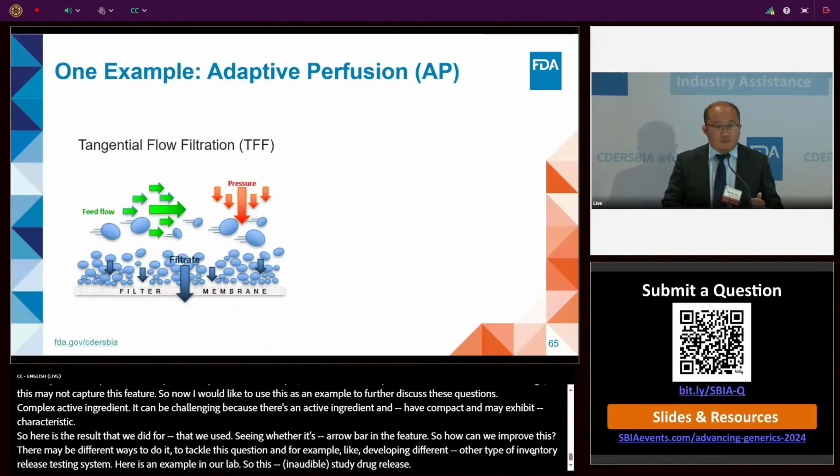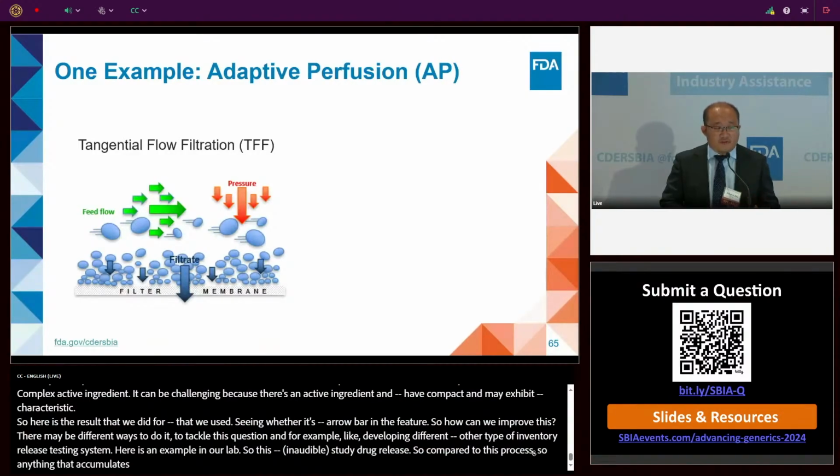Compared with the normal filtration process, the feed flow for this method will be parallel to the membrane filters. So there will be much less accumulation on the membrane surface. Anything that accumulates on the surface will be swept away by the feed flow. Also, anything smaller than the pore size of the filter will be forced to migrate through the pores to achieve the separation.